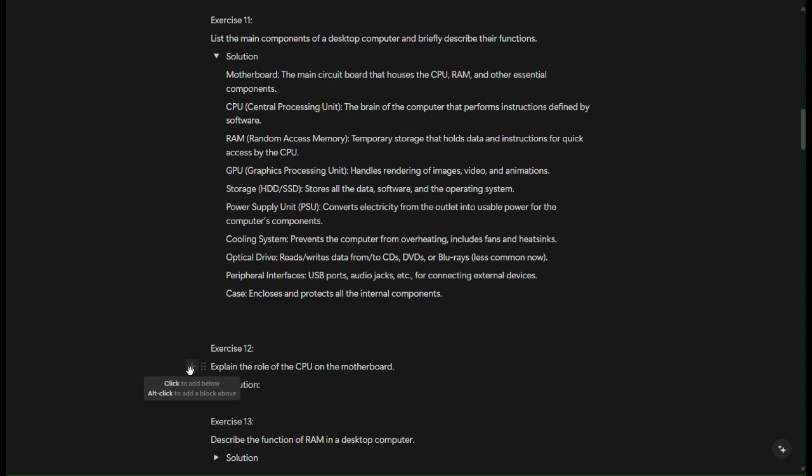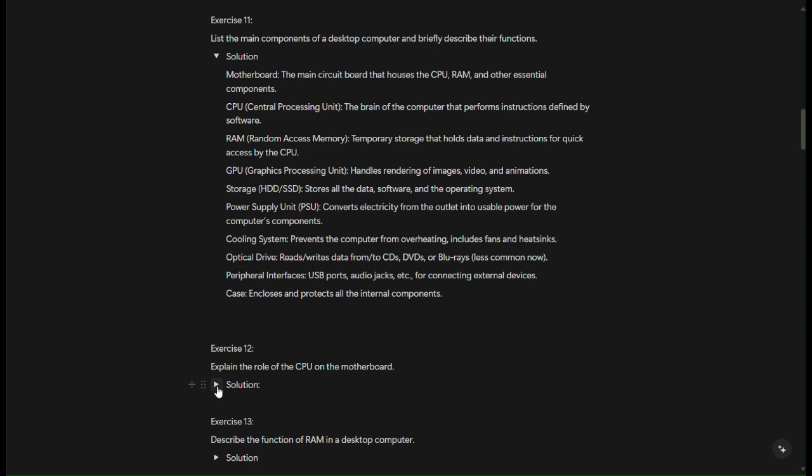Now exercise number 12. We need to explain the role of the CPU on the motherboard. The CPU, the central processing unit, is a primary component responsible for executing instructions and processing data in a computer. This is the role of the CPU.